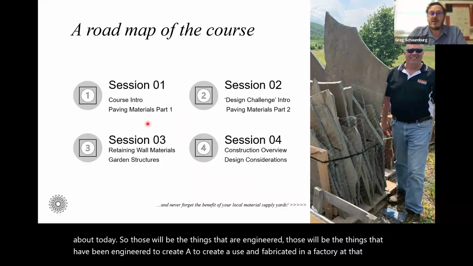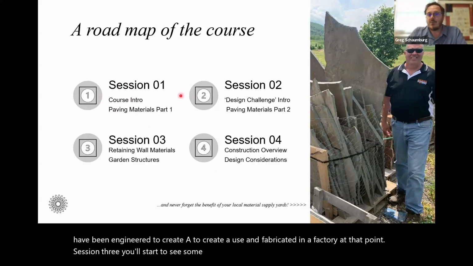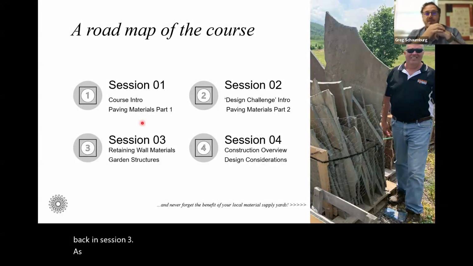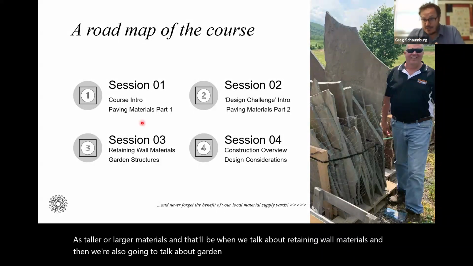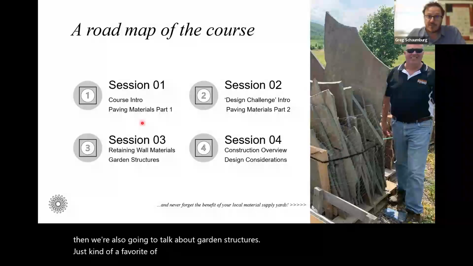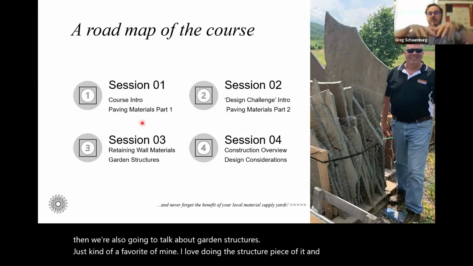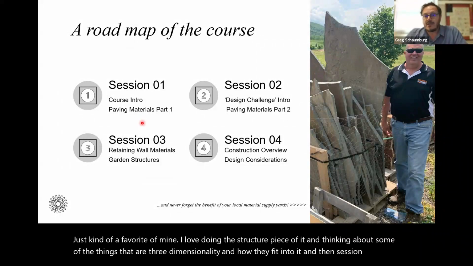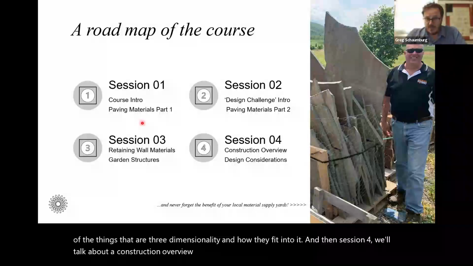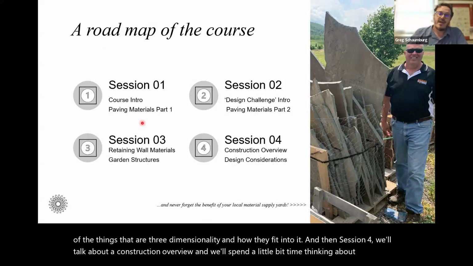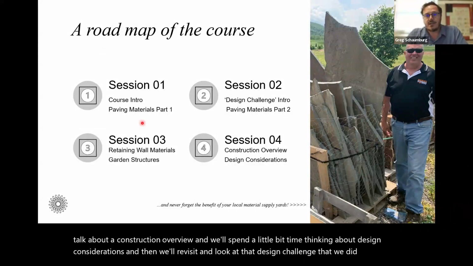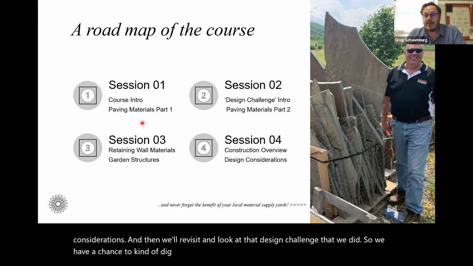Session 3, you'll start to see some of the materials that popped up in 1 and 2 come back as taller or larger materials. That'll be when we talk about retaining wall materials. And then we're also going to talk about garden structures, which is kind of a favorite of mine. I love doing the structure piece of it and thinking about the three-dimensionality and how they fit into it. And then session 4, we'll talk about a construction overview, and we'll spend a little bit of time thinking about design considerations. And then we'll revisit the design challenge that we did, so we have a chance to dig in and look at some of the similarities and the other things that are there.